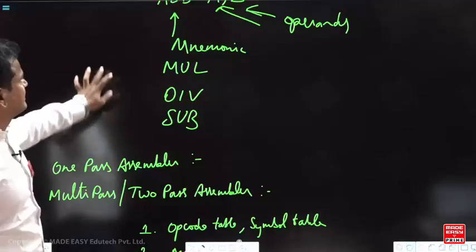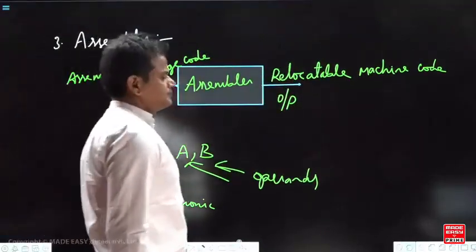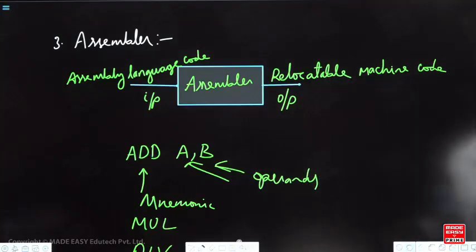Assembler: it takes the assembly language code as input and produces relocatable machine code as output, which is ready for execution. Mnemonics such as jump and move are used in assembly language, so jump means jump, otherwise add. They are the instructions.